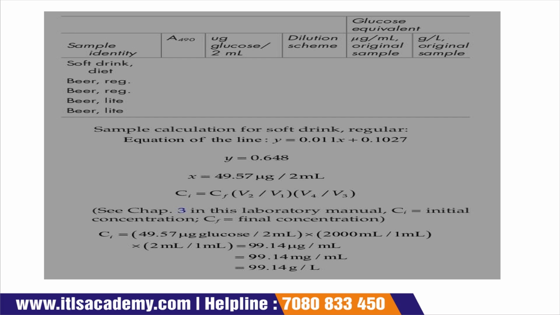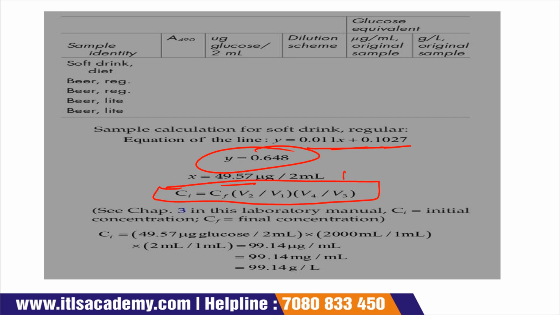Now, sample calculation for the soft drink regular. The equation of the line is y = 0.011x + 0.1027, with y = 0.648. By solving this, we get x = 49.57 microgram per 2 ml. Now we use the formula Ci = Cf × V2/V1 × V4/V3, and this equation comes from solution preparation.